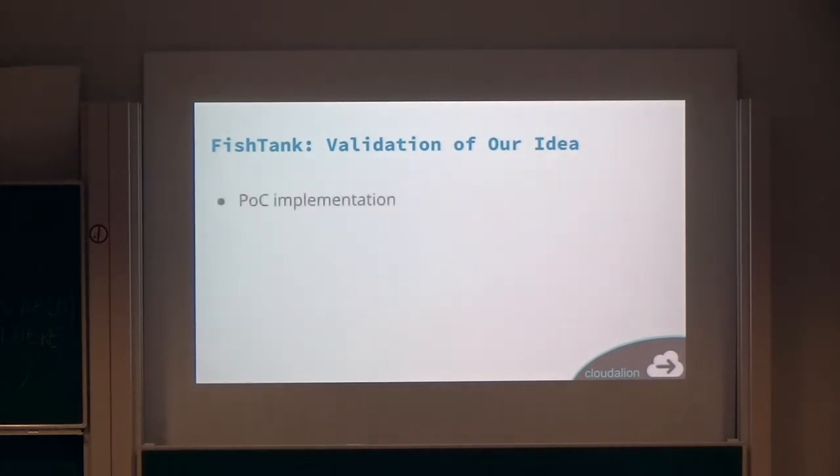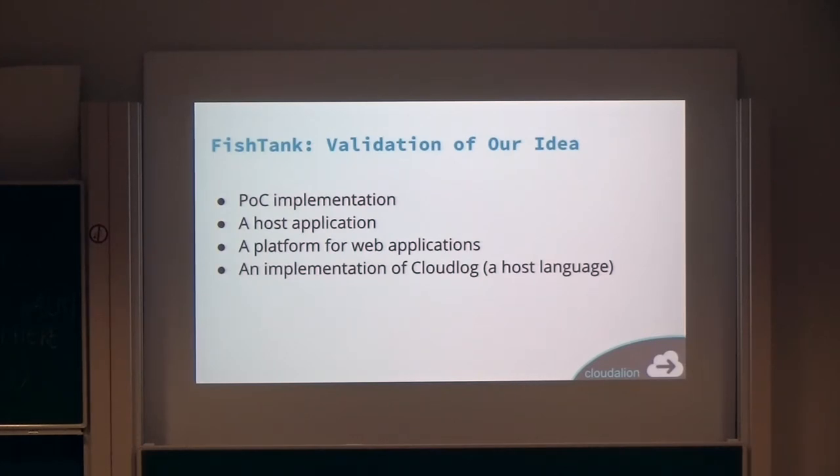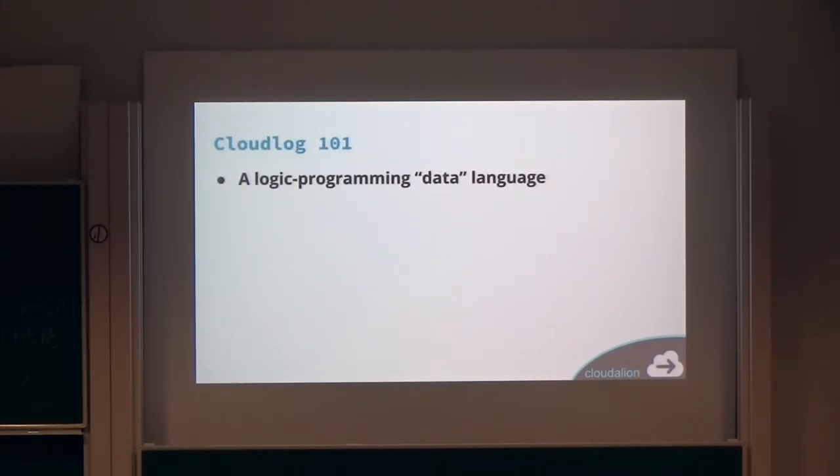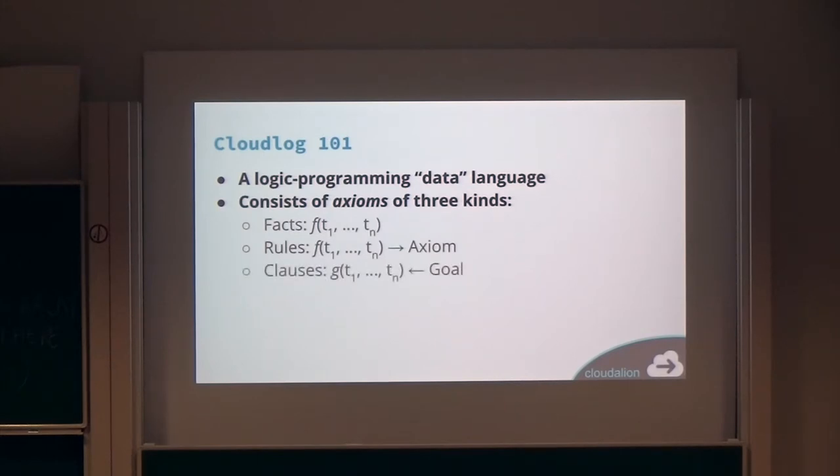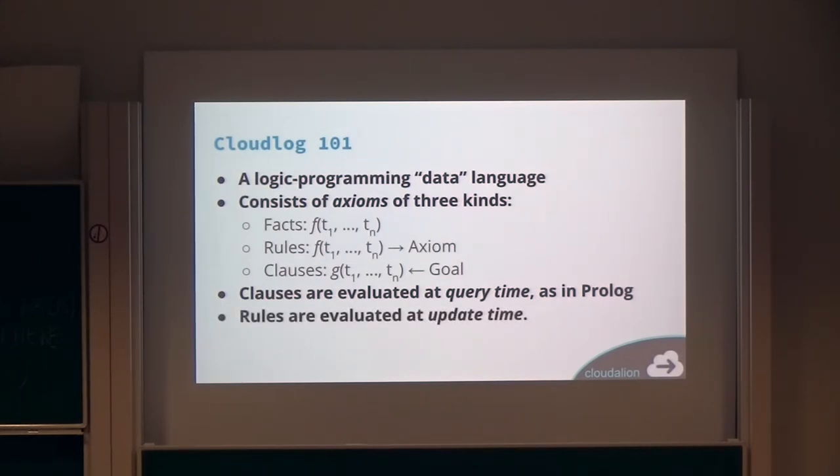So what is Fish Tank? Fish Tank is the proof of concept that we provided in our paper. It is a host application, so it is a platform on top of which you can define and develop web applications. It implements a language named CloudDog. So what's CloudDog? It's a logic programming data language. Think Datalog, if you will. It consists of three kinds of axioms: facts, which are data elements, rules, and clauses. Clauses are evaluated at query time, and rules are evaluated at update time. The evaluation is always the same, modus ponens.